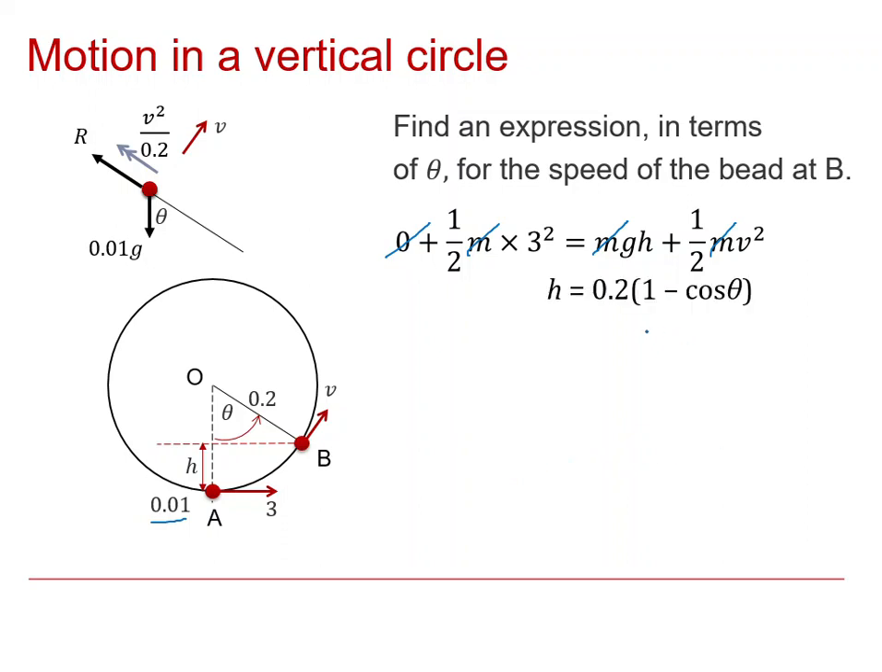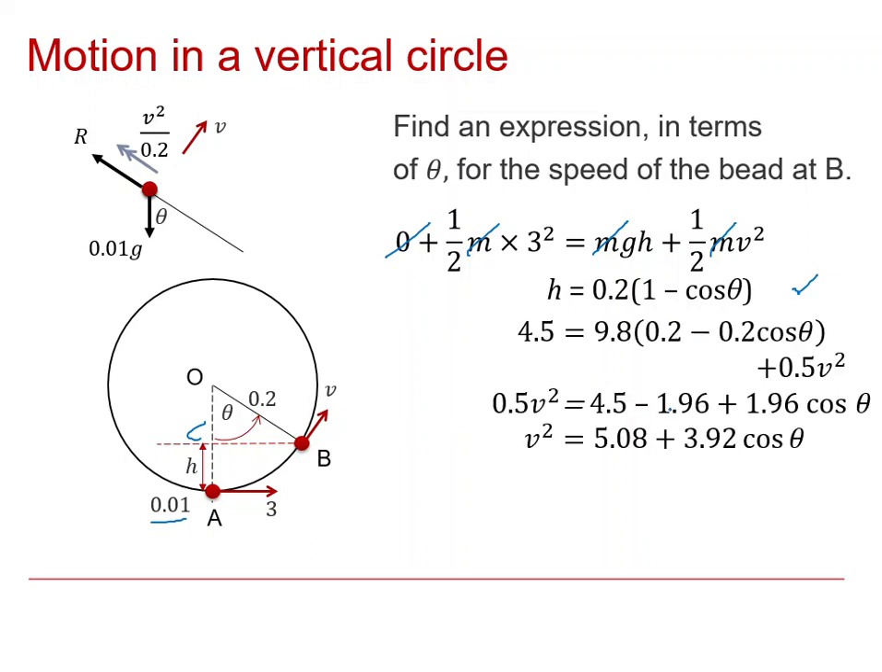If we take the triangle O to the point, let's call it C, the triangle OCB, OC, the short side, is going to be 0.2 cos theta. So if we want the height h, it's going to be the full 0.2, the radius, minus that 0.2 cos theta. There you are, that's the expression for h. If we put that into the line above, we end up, having cancelled the m's, with a relationship between v squared and cos theta. That's what we're after.